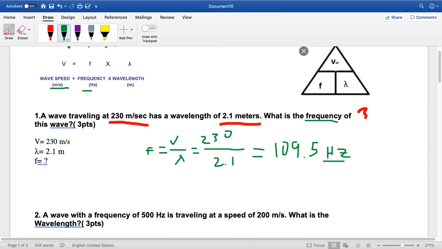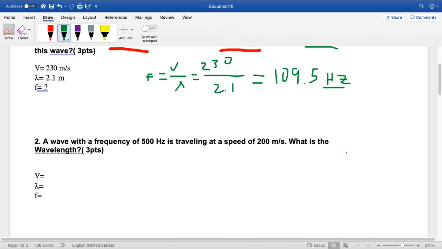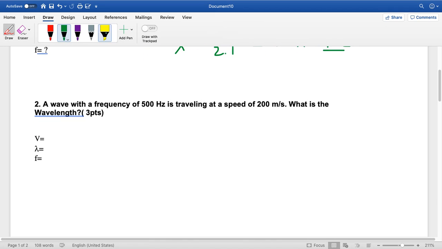All right. I'm going to do another problem, but I'm not going to use the speed triangle. So let's see what we're asking for here. It says a wave with a frequency of 500 hertz is traveling at a speed of 200 meters per second. What is the wavelength? Okay, so let's go ahead and list what we know. We know the speed is 200. Wavelength, that's what we're looking for.